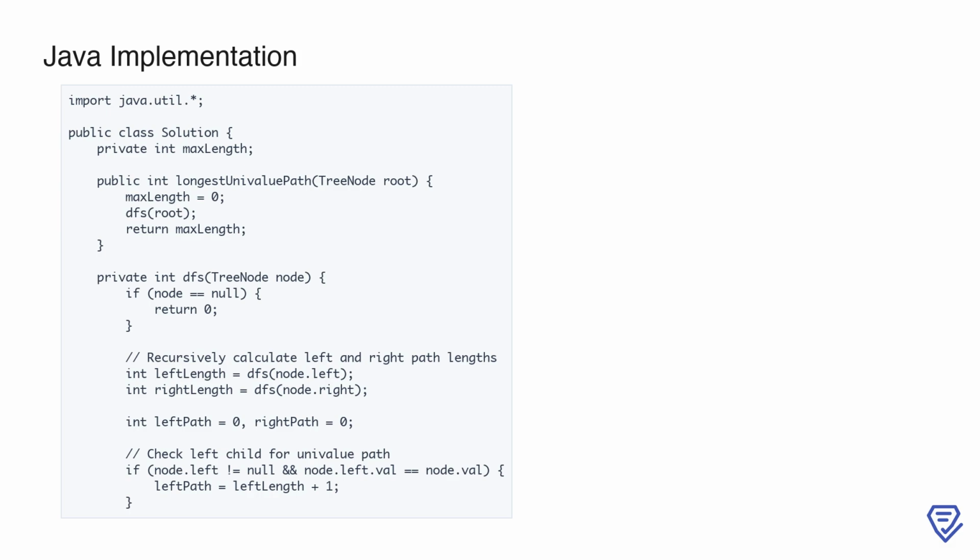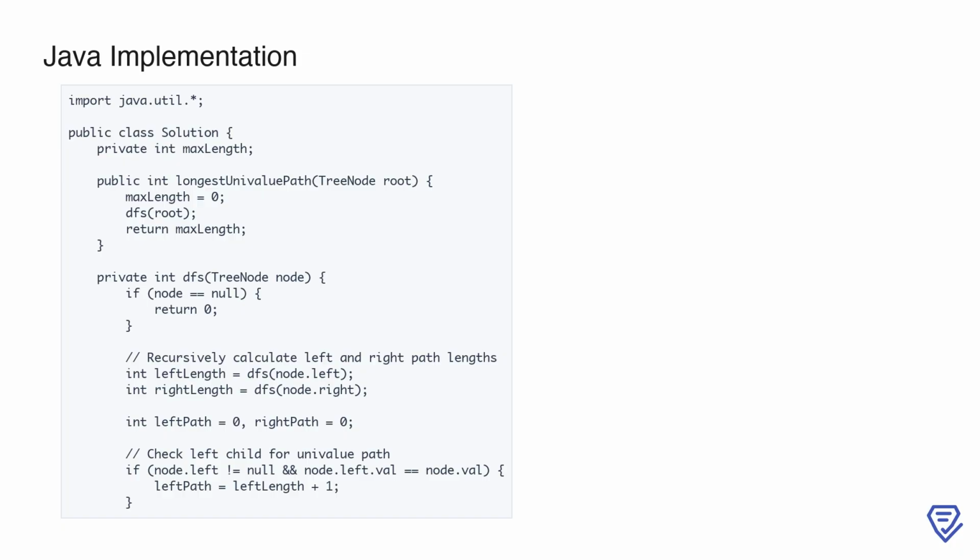Now, the DFS method itself is defined to handle the recursive traversal. If the current node is null, it simply returns 0, as there is no path to compute. Otherwise, it calculates the path lengths for the left and right subtrees by recursively calling DFS on the left and right child nodes. These lengths are stored in left length and right length.